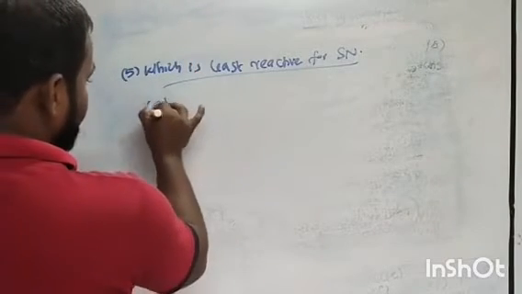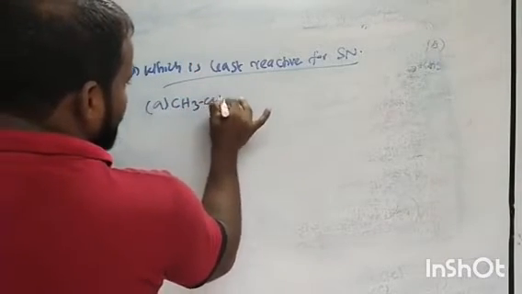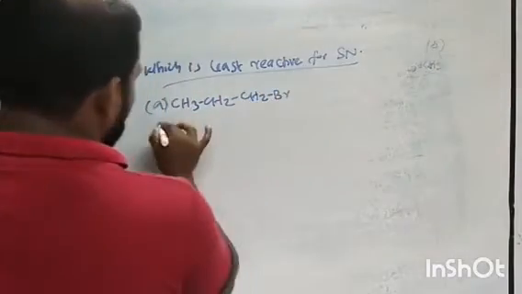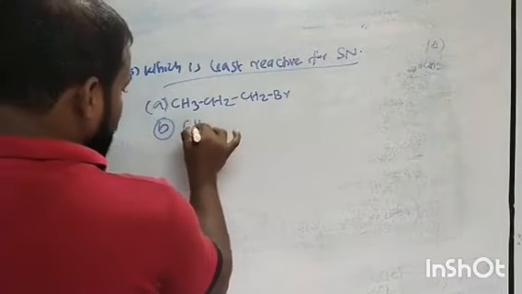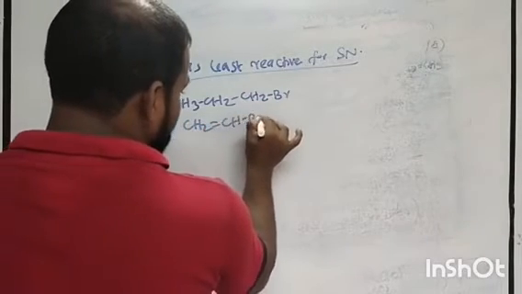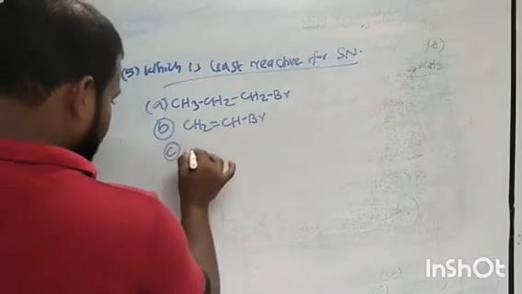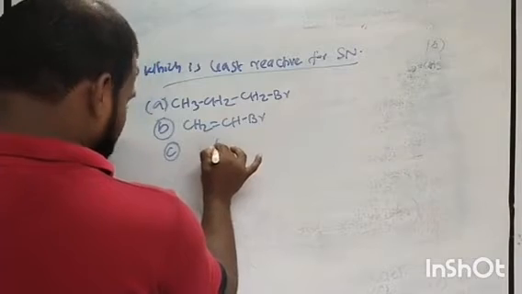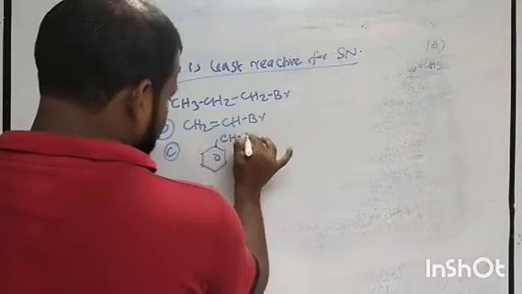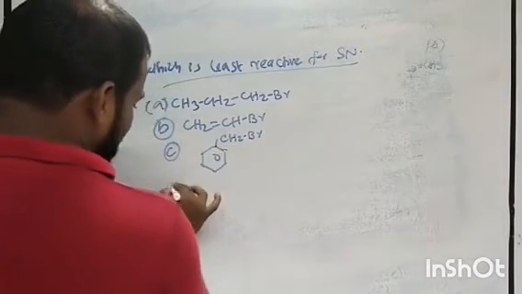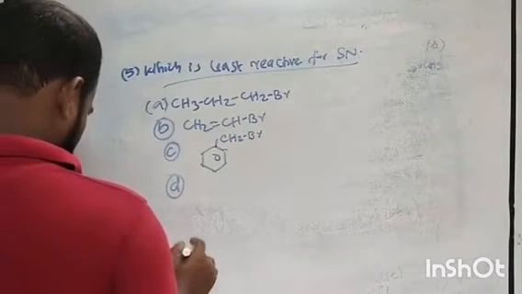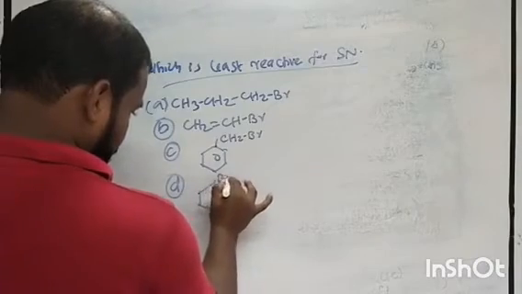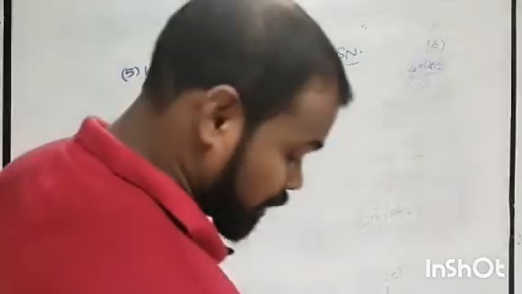Option A, CH3CH2CH2Br. Option B, CH2=CHBr. Option C, C6H5, that means the benzene ring, and CH2Br. Last option, bromobenzene. Which one, and what is the reason?